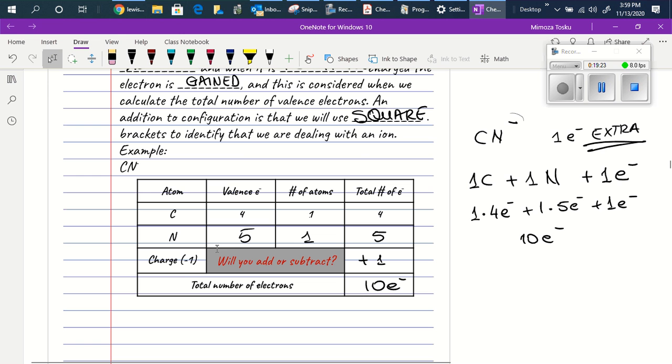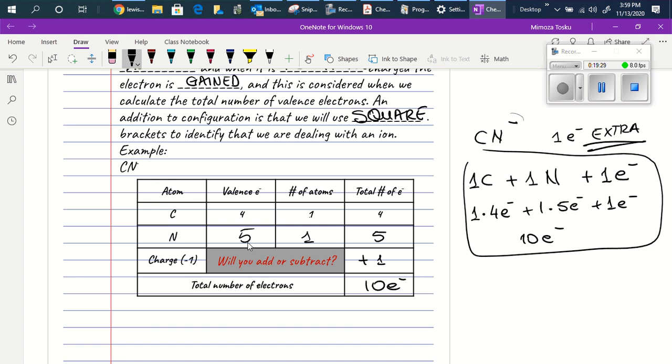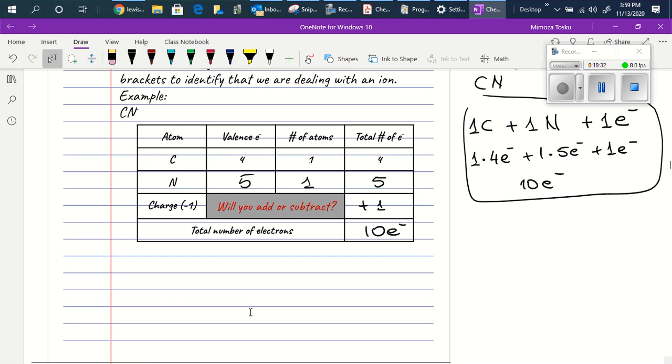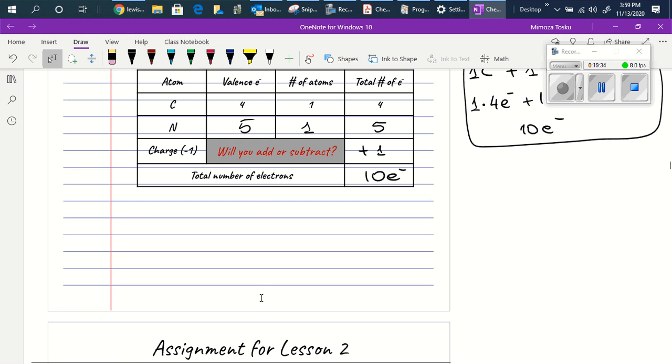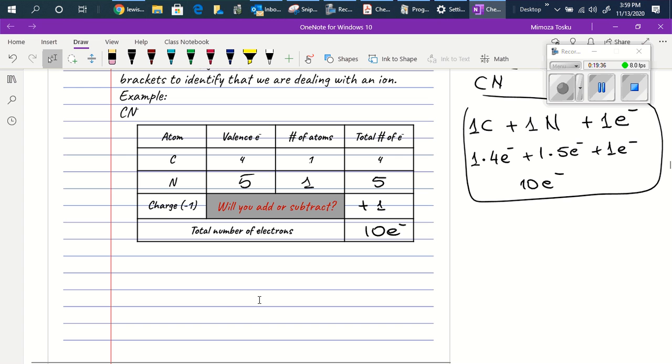You can use this table, or you can use this work that we have here. If you're used to this work, then use the work. If you like the table, then use the table. So now the central atom is carbon. Okay, and we have nitrogen here.